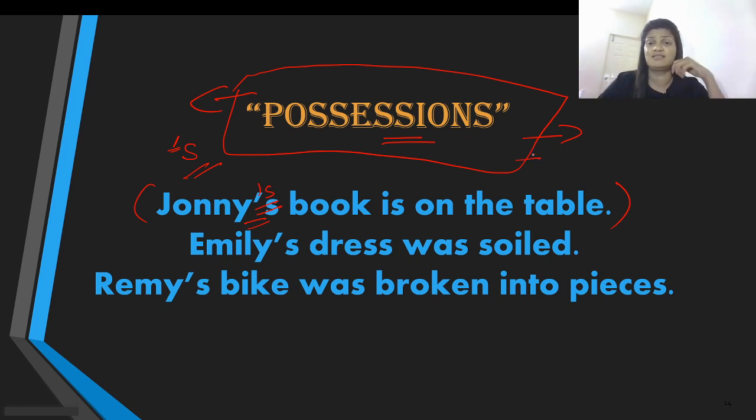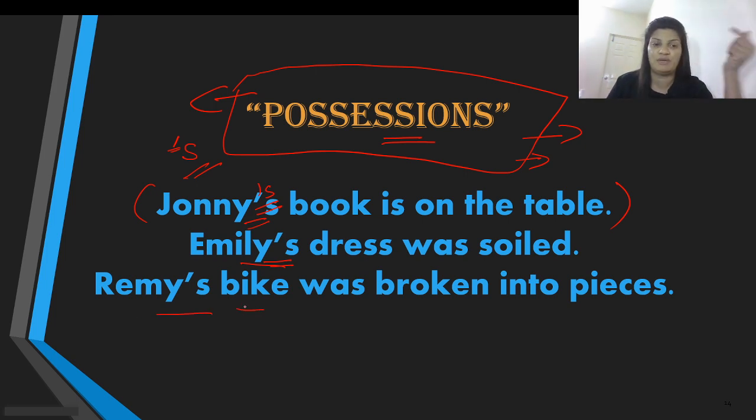Well, number one, let us carry on with the possessions first. So, Johnny's book is on the table. Number two, Emily's dress was soiled, as in the dress which belonged to Emily. Emily is the owner of that dress. So rather than saying the dress which belongs to Emily, we are saying Emily's dress was soiled.